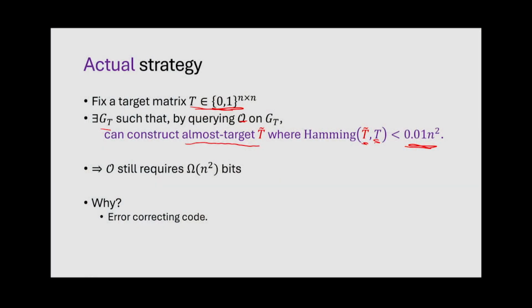So why is that? Well, error correcting code, right? Because you know that there are still 2 to the n square many matrices such that the Hamming distances are far away from each other. So if you can always recover something close to the matrix, and those matrices are far away from each other, you can still recover T. So that's the goal.